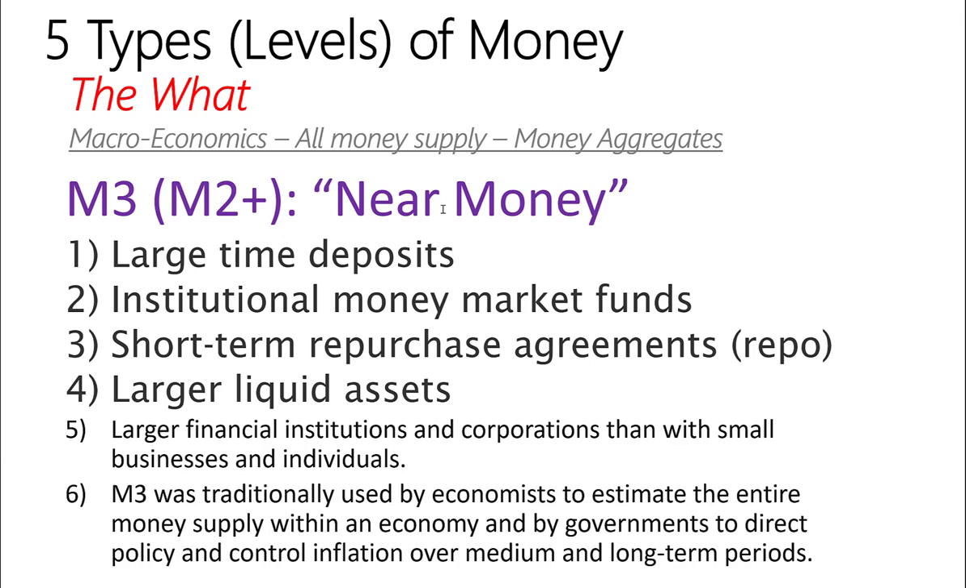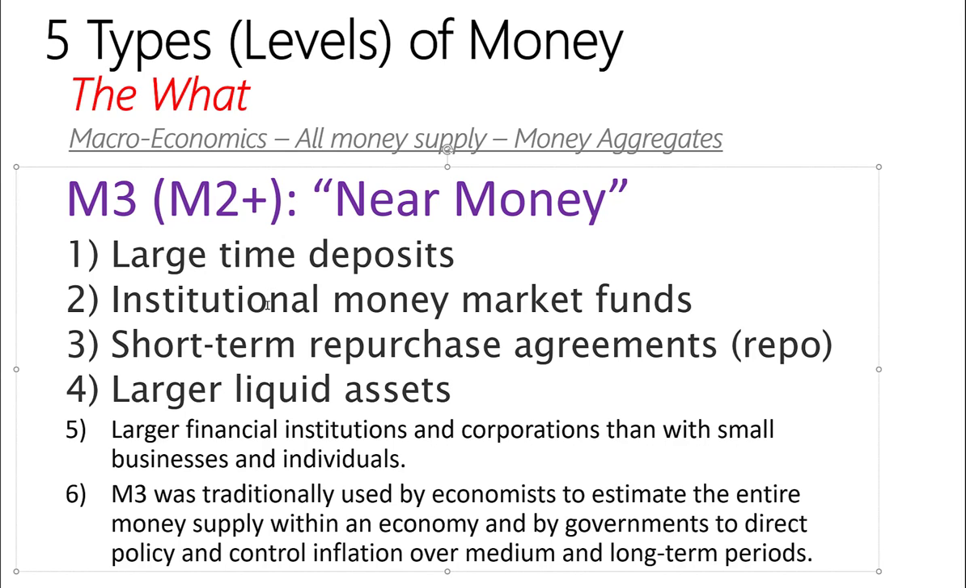M3, so now we get into near money. So we had narrow money, which is totally liquid, broad money, which is liquid within 30 days. These are going to go longer. So these are large time deposits that can go on for months or even years.